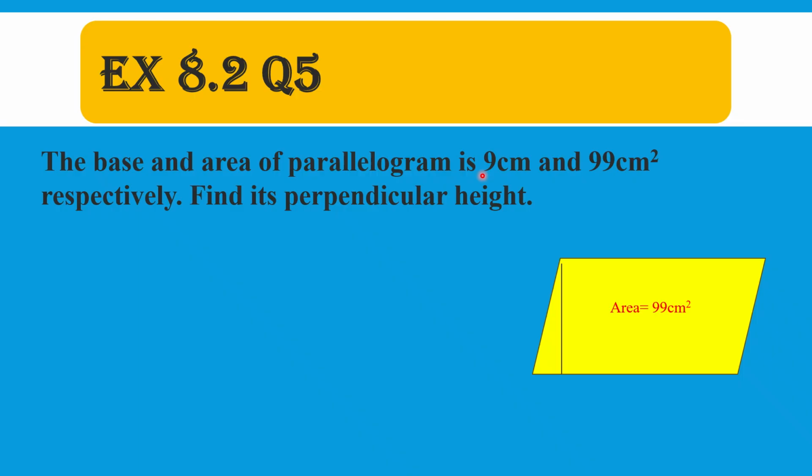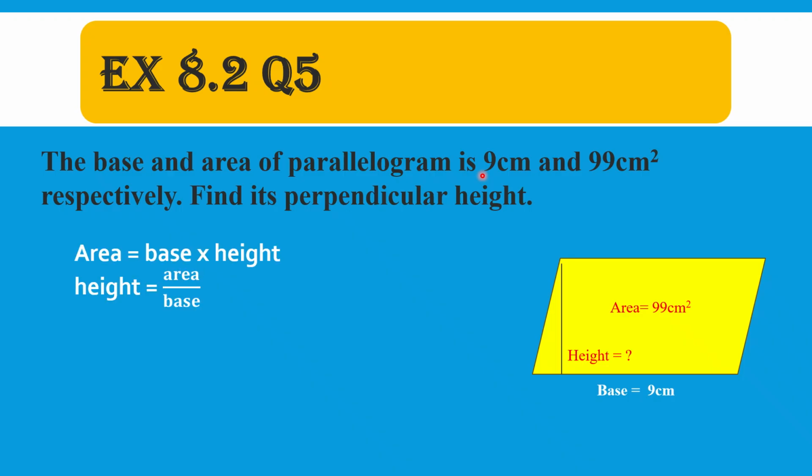The area is 99 cm square. The base is 9 cm as given in the question. But they have not given us the height, which we have to find out. Now, as you know, when the area is given, we can find the height by dividing the area by the base. Now let's put the values into the formula, and we get 11 centimeter height of this parallelogram.